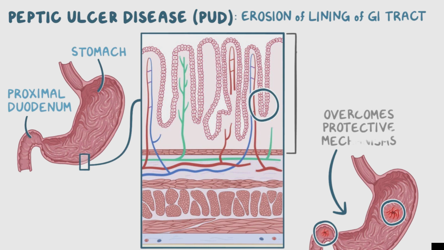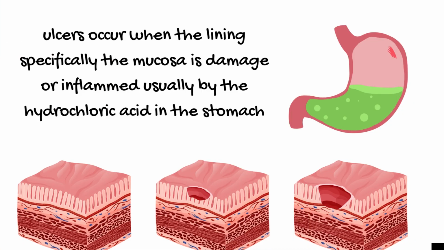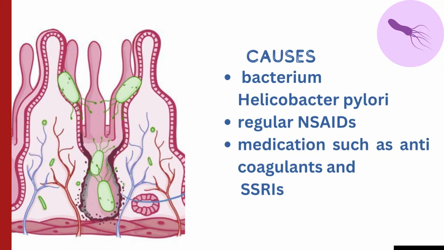Ulcers occur when the lining, specifically the mucosa, is damaged or inflamed, usually by the hydrochloric acid in the stomach. Peptic ulcer is caused by the following.